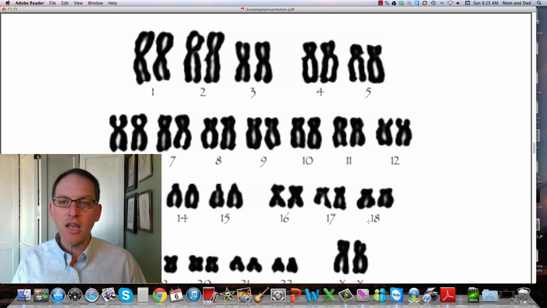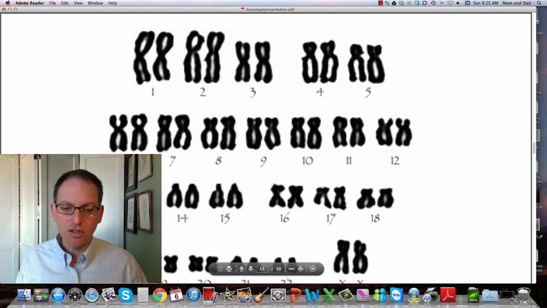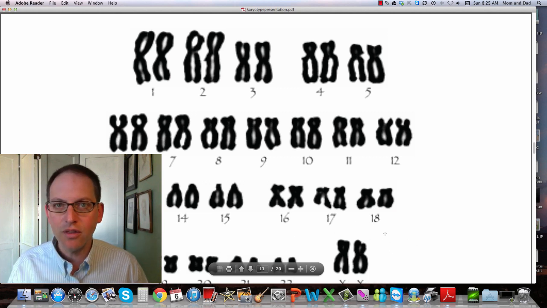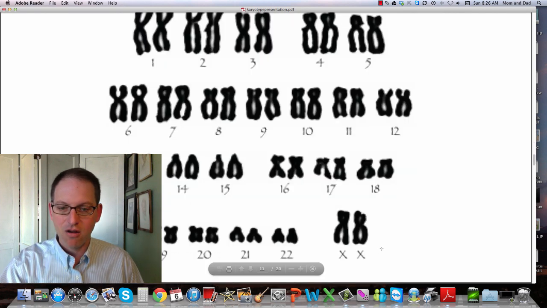Now this is a completed karyotype, and you can see that they basically go from largest pair, chromosome number 1, down to smallest pair, chromosome number 22. Then also we have this extra pair here. That's the 23rd pair, and that's a special pair which we're going to get into right now.